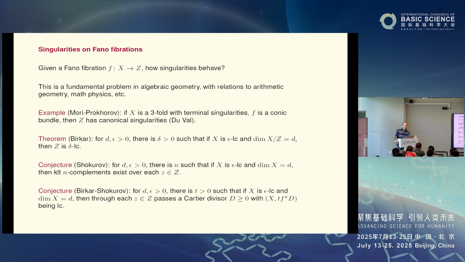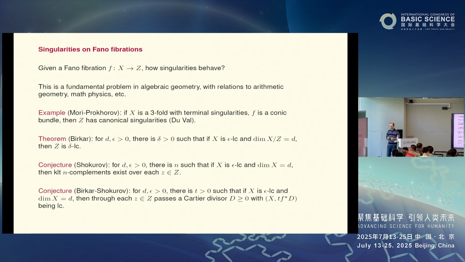Okay, so there are many questions that you can ask in the setting of a Fano fibration. And one of those, which is very natural from the point of view of birational geometry and singularity theory, is related to singularities. So suppose I have a Fano fibration X to Z. Well, how do singularities behave? Can you relate singularities on X and Z and on the fibers, for example?